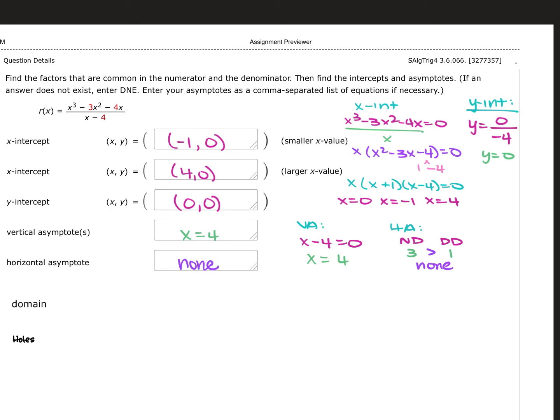For your domain, take your denominator, this time set it not equal to 0, and solve. So x cannot equal 4. On your number line, the only number that wouldn't be covered is that 4. So in interval notation, you would go from -infinity up to 4 with a union from 4 to positive infinity.